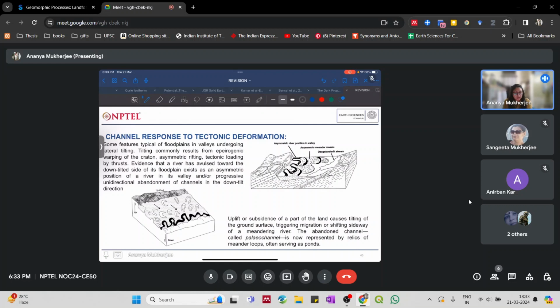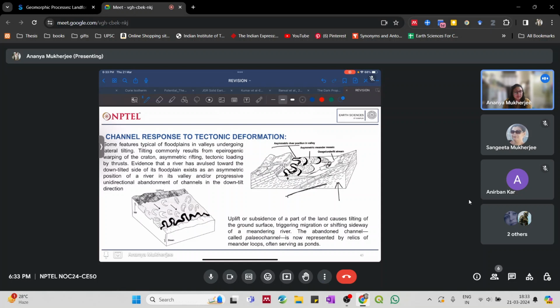You can see how the channel is shifting from the uplifted area to the subsided area. So this is the down tilted area, this is the up tilted area. So the tilt has happened. Maybe this region got uplifted, and the area away from the uplift point tilts downwards, and then you can see that the channel also moves as per that.